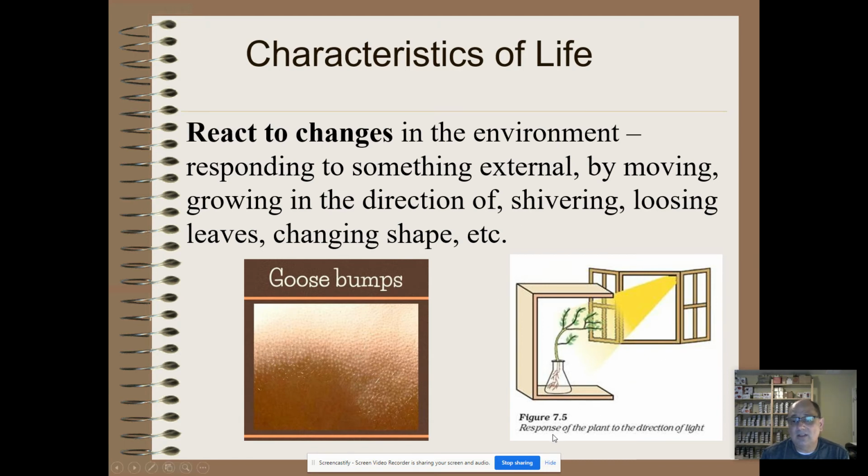Then to the right, you see here with the plant, it says response of a plant to the direction of the light. So the plant grows towards the light, and as it grows towards the light, it's actually moving. And again, if I turned it away from the light and the light source kept in the same direction, then the plant would switch and grow back towards the light. It's consistent.